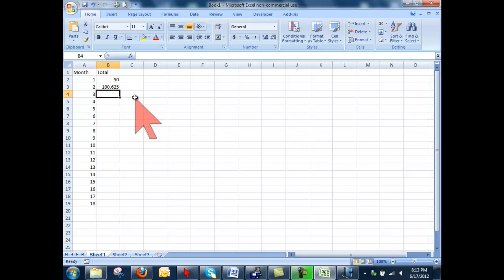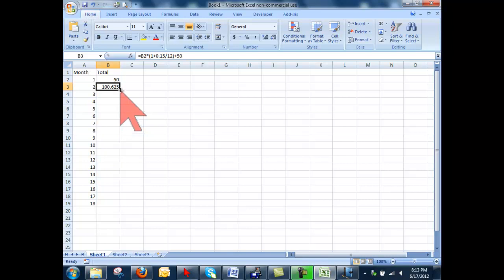And then in cell B4, to calculate the amount after the third month, I really want to do exactly the same thing as I did in the formula for cell B3, to calculate the amount after the second month, except I don't want $50 out front. I want the 100.625, but that's the point. I want the previous cell times this expression in parentheses. And the way to make Excel do that is to drag or copy this formula down through these cells.